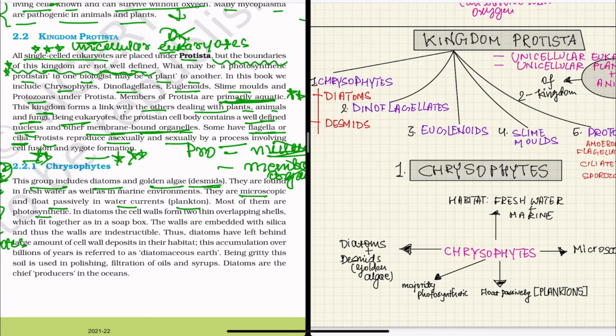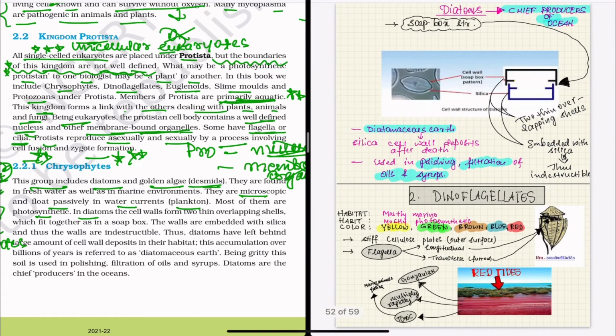Now we will discuss the structure of diatoms. I have got quite a nice picture for it. Diatoms have a soap box like structure, a box like structure. The diatoms are the chief producers of the ocean. Their main contribution to production in oceans is from diatoms, and they have these soap box like structures, not merely any box.